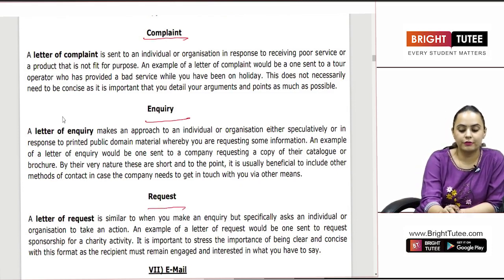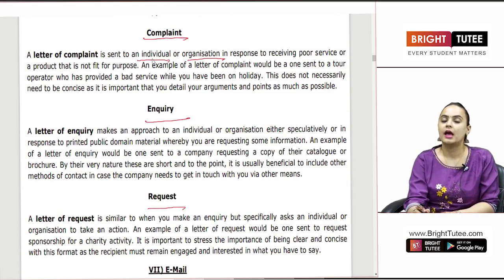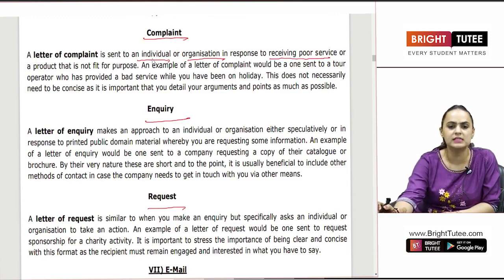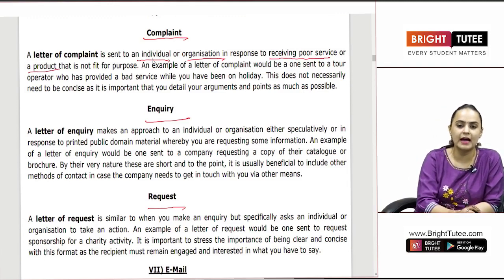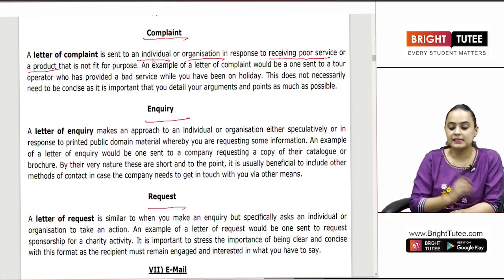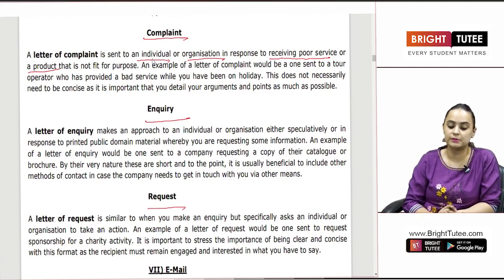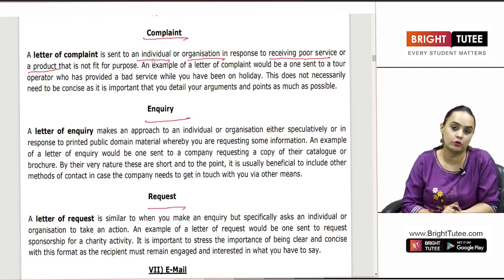So, a letter of request is sent either to an individual person or an organization. And why do we write a complaint letter? Because we received poor service or we received a bad product which was not fit for use. An example of a letter of complaint would be one sent to a tour operator who provided bad service while you've been on holiday.